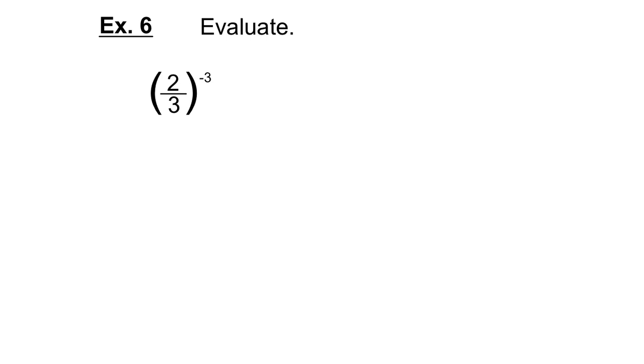Now, this is a negative exponent, so we're going to follow the same rule. We're going to change the exponent to become positive, and then we're going to evaluate. See if you can figure this out. So pause the video and try this on your own, and then I'll take it up when you're done. If you need help getting started, the reciprocal of 2/3 is 3 over 2. Try it now.